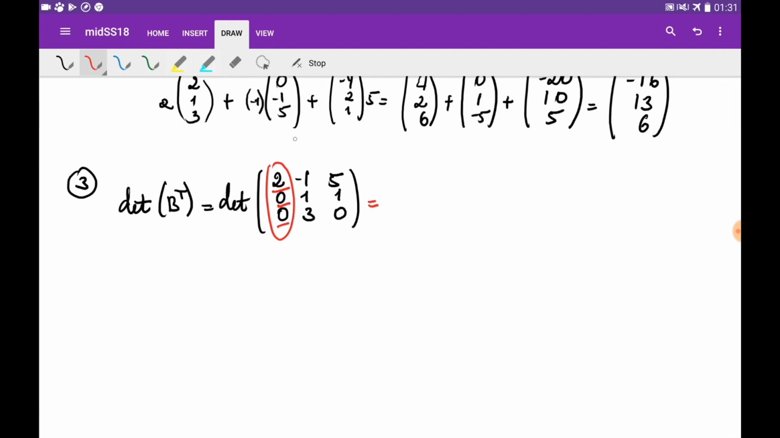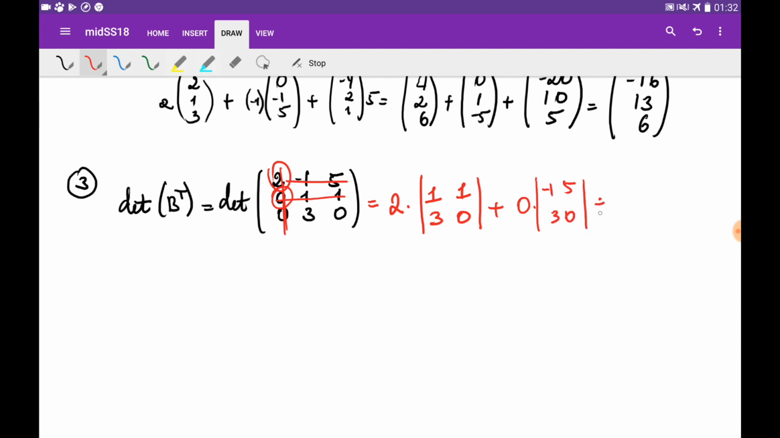So first of all, I need to choose the value 2 multiplied by the determinant of the matrix, which is obtained by eliminating the row and the column where this 2 is located. It's going to be 1, 1, 3, and 0. So plus 0 multiplied by the determinant, which is obtained by eliminating the row and the column where it is located. It's going to be minus 1, 5, 3, and 0, plus the last 0 multiplied by the determinant of the matrix, which is obtained by eliminating the row and the column where the last 0 is located. It's going to be minus 1, 5, 1, and 1.